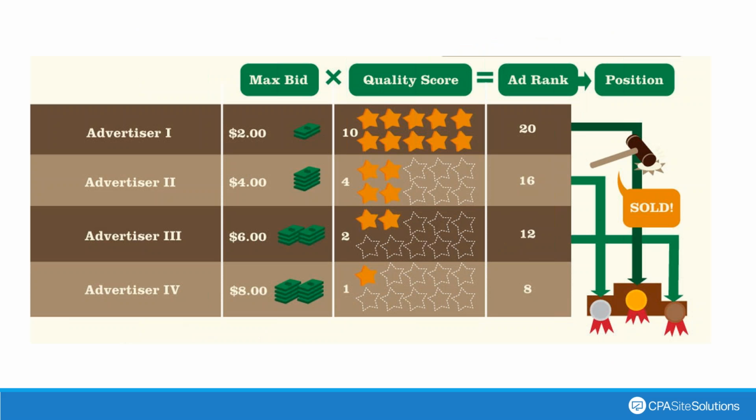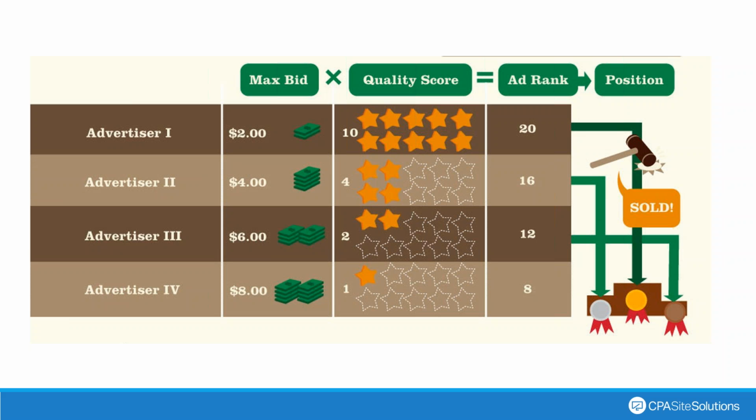Let me give you an example of this. Imagine we have 4 advertisers. And the first advertiser says, for a given keyword, let's use income tax preparation, I'm willing to pay $2 for that word. But my quality score is 10 because I have great landing pages. My keywords match. I'm getting a lot of responses to my ads. So my quality score is a 10. Google says $2 times 10 means your ad rank is 20.